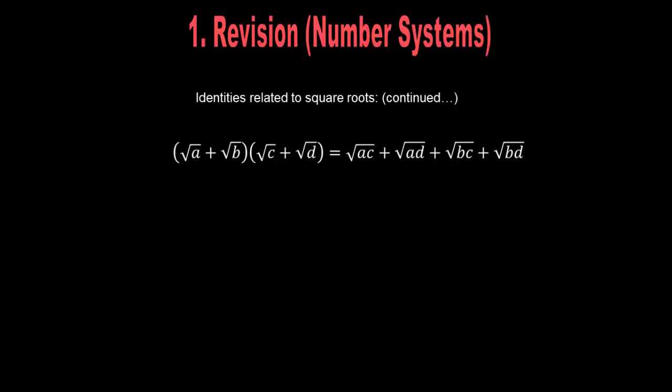Square root of a plus square root of b into square root of c plus square root of d is equal to square root of a into c plus square root of a into d plus square root of b into c plus square root of b into d. Square root of a plus square root of b whole square is equal to a plus 2 into square root of a into b plus b. You are aware of this formula also. A plus b whole square is equal to a square plus 2ab plus b square. Now let us do some examples related to these identities.